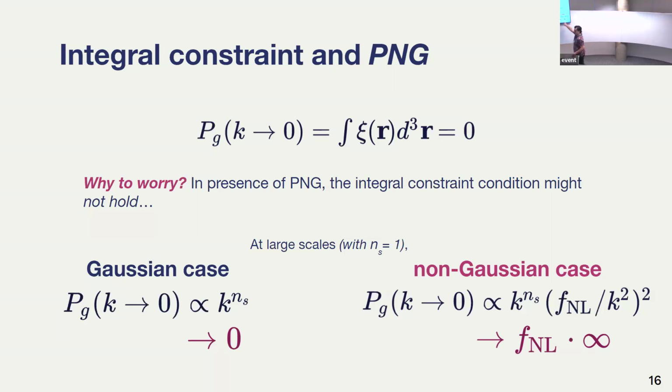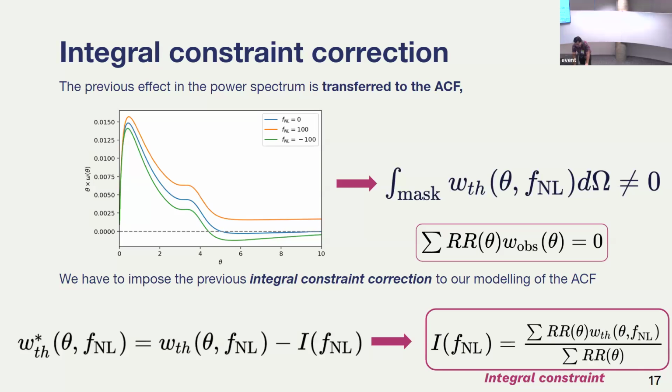Ah, okay. Yes. So that's why we need to impose this integral constraint condition. That is why we need to enforce this condition to hold, depending on the survey size, because you have these particular divergences. Yes. Sorry about the issue.